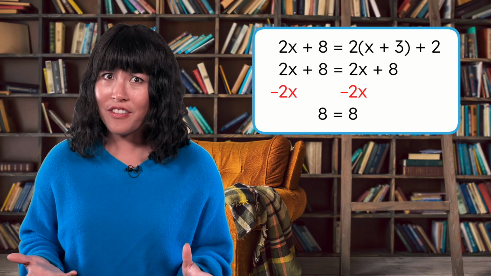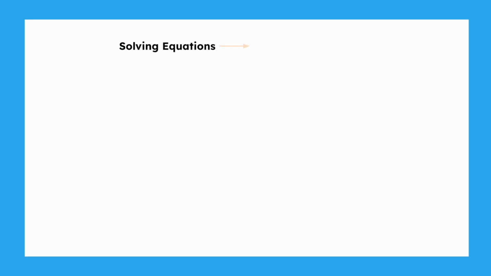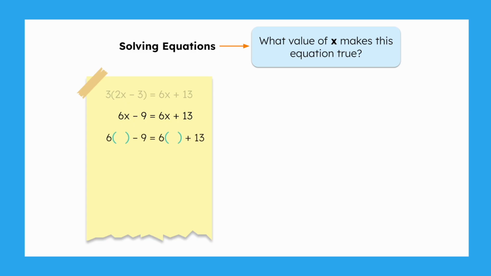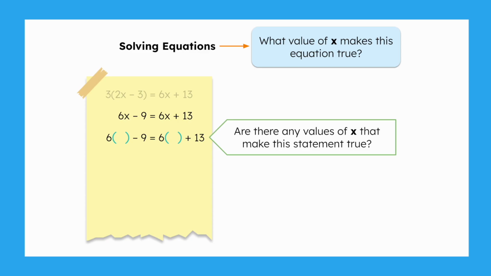Something is definitely up. Let's think about this. When I'm solving an equation, I'm really asking, what value of x makes this equation true? Well, with the first example, once I simplified, I was left with 6x minus 9 equals 6x plus 13. Are there any values for x that make this statement true?